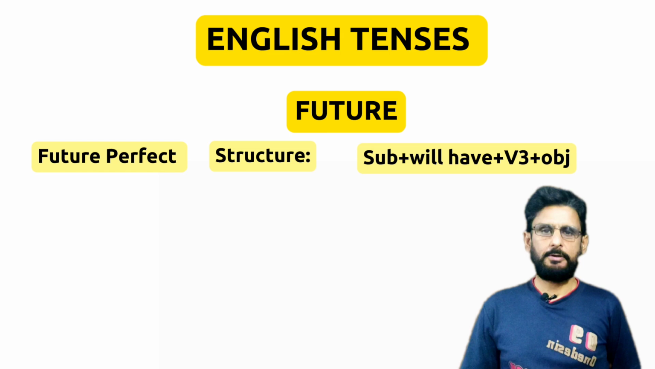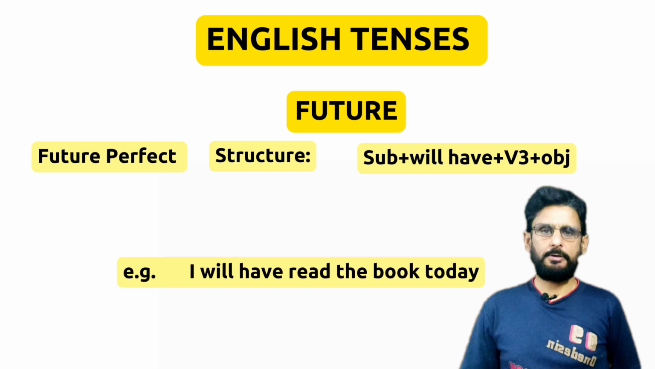I will have read the book. For example, over here there are the basic ingredients of the structure of future perfect tense. What are they? I is the subject, will have is the helping verb, which is always there in future as well as perfect tenses. Will represents future tense and have represents perfect tense, and read is the past participle form of the verb. The book is object and today is adverbial.